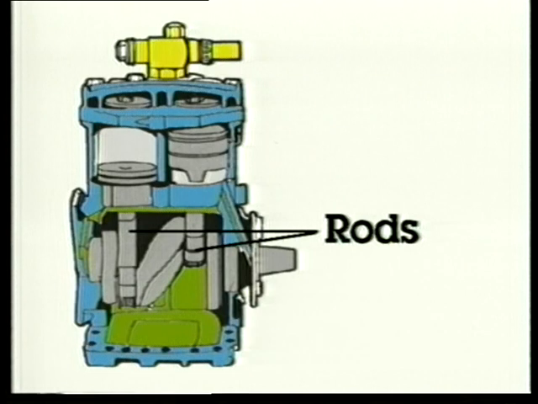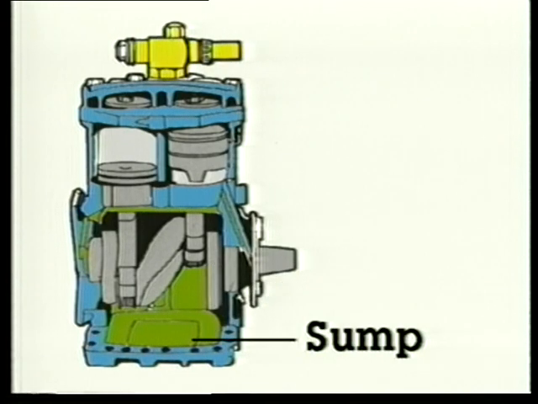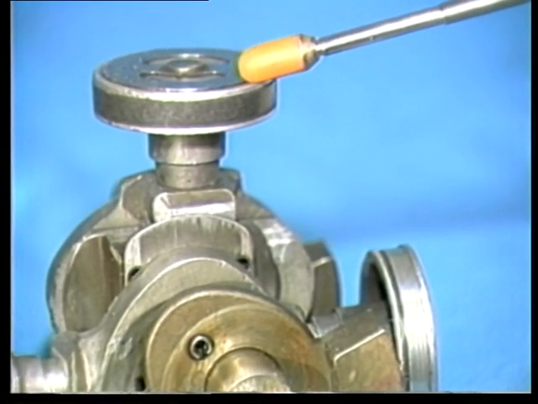The rods link the crankshaft with the pistons. The crankshaft converts a rotating motion into an up and down motion to power the pistons. As mentioned earlier, a sump is sometimes provided to store an extra supply of refrigerant oil.